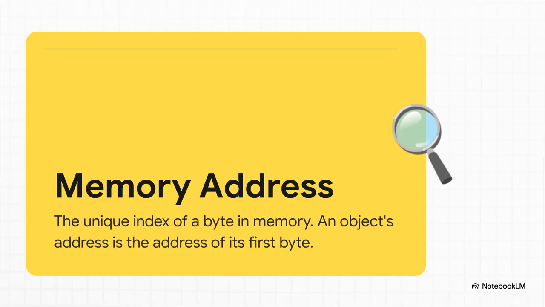Okay, so with millions of these little plots, how does the computer find any single one? Simple. Every single byte has its own unique address. It's a number that pinpoints its exact location. Now, you'll often see these written in what's called hexadecimal. Looks a little weird with letters and numbers. Don't worry about that for now. Just think of it exactly like a street address for a house. No two houses can have the same address. It's the only way to find anything.